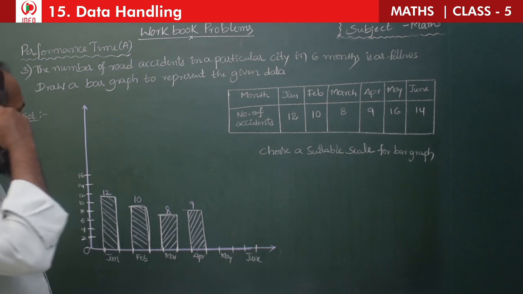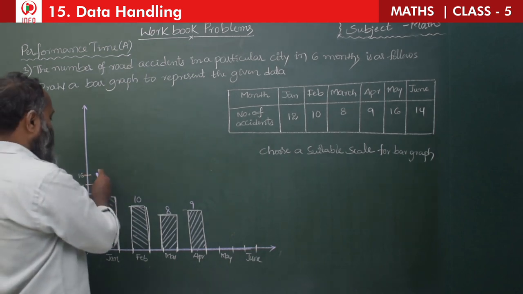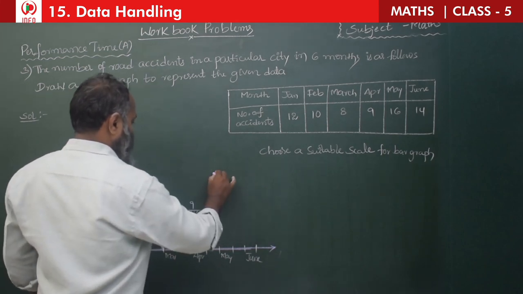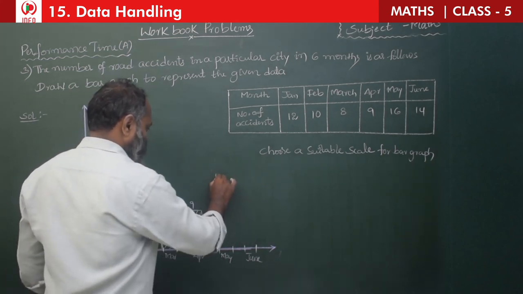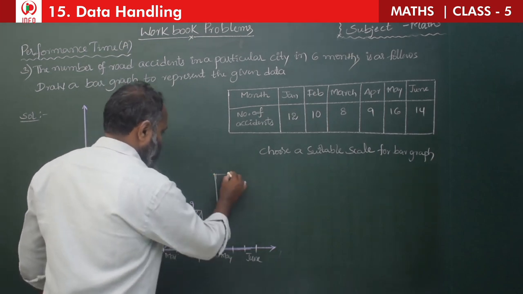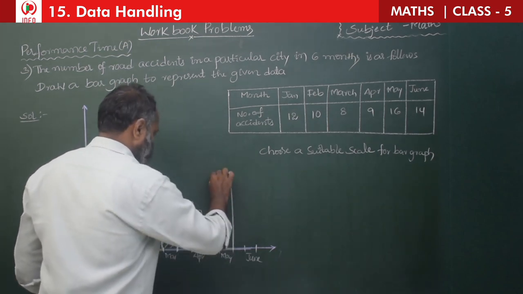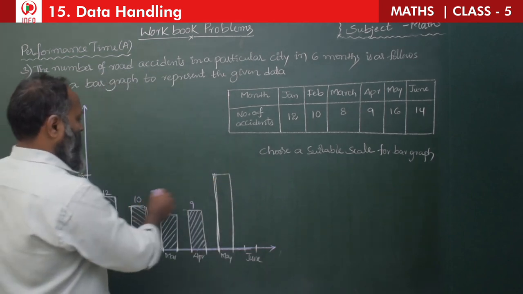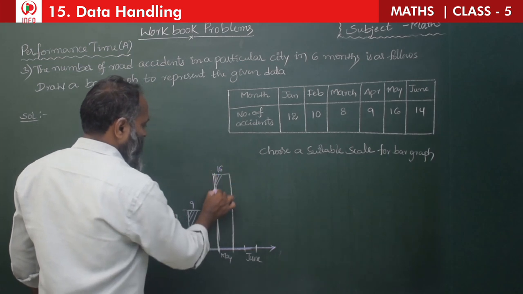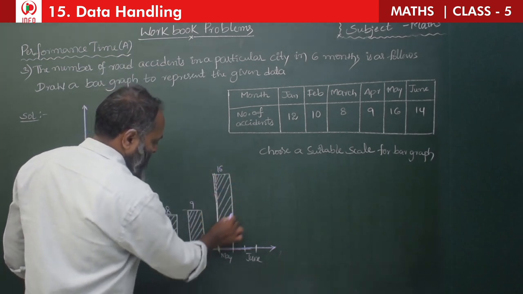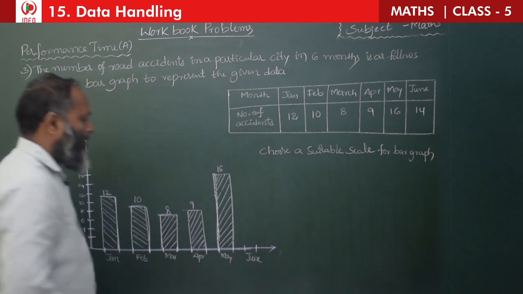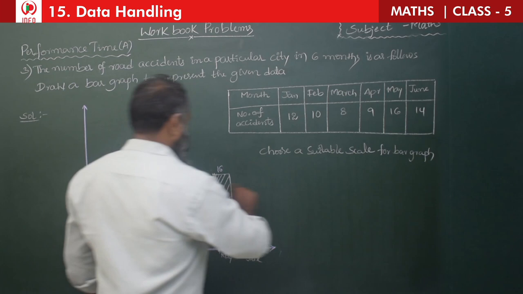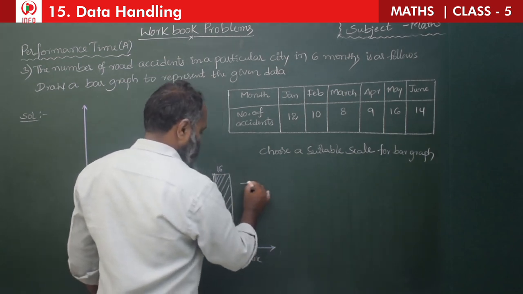In the month of May, 16 accidents, the highest number of accidents. Total how many accidents? 16 accidents. Now, in the month of June, 14 accidents. Here 14. In the month of June, 14 accidents.